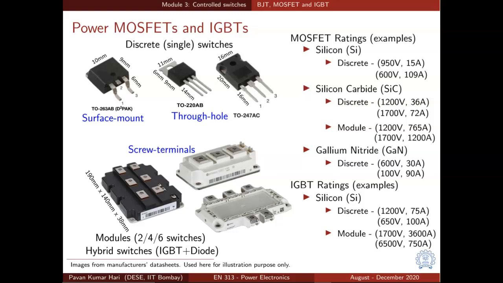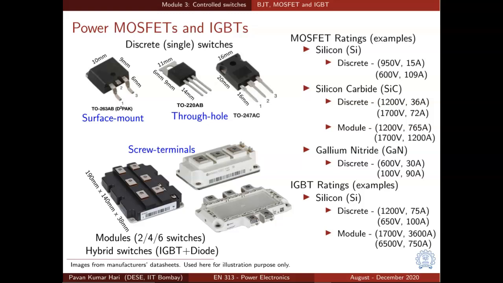Here are some real examples of these switches. MOSFETs and IGBTs are primarily available as discrete switches and modules. Discrete switch means it's a single switch. Modules means two switches can be clubbed together, or 4, or 6 can be clubbed together. And there are also hybrid switches, which we'll shortly see what they are.